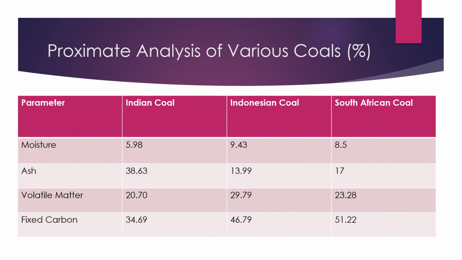Now let us discuss about proximate analysis of various coals. The table shows various coal parameters present in Indian coal, Indonesian coal, and South African coal. From the table, we can conclude that the moisture content of Indian coal is the least compared to other sources of coal. The ash content is the highest in Indian coal compared to other sources. Volatile matter content is minimum in Indian coal and the fixed carbon content is highest in South African coal.